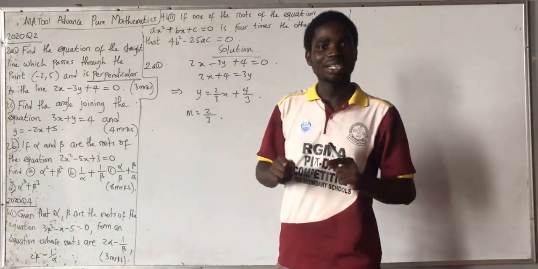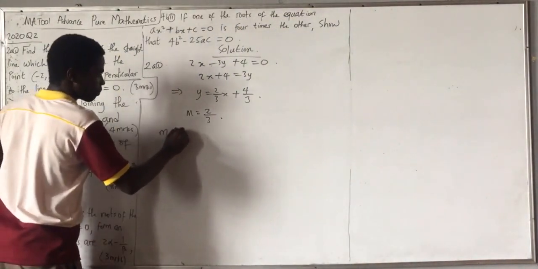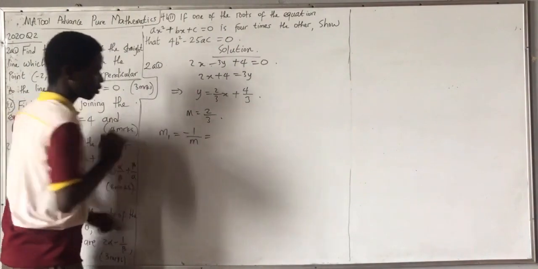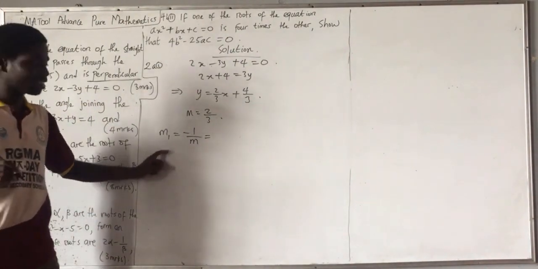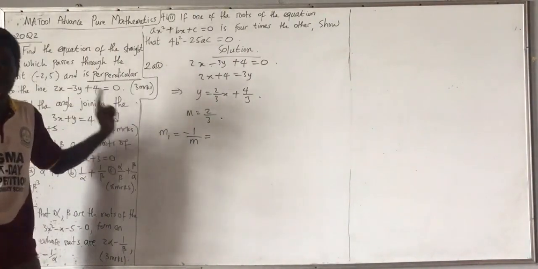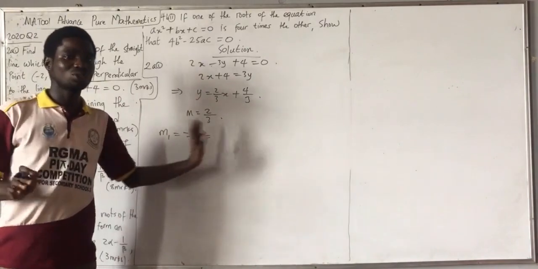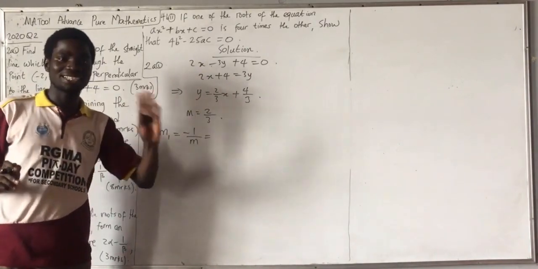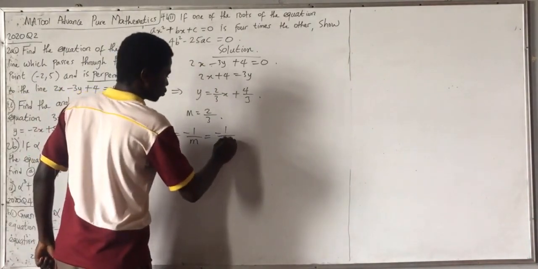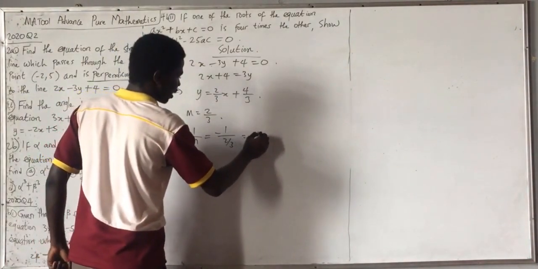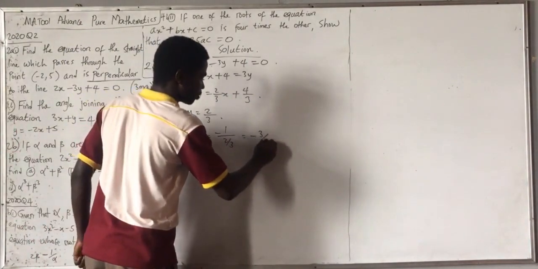You have to find a new gradient. And what is the new gradient? Your new gradient m1 will be minus 1 over m. Please take note of this. This is very important. That's why they put perpendicular. Assuming they say parallel, use 2 over 3 as the gradient. But since it's perpendicular, I have minus 1 over 2 over 3. At the end of it, if you press minus 1 divided by 2 over 3, you get minus 3 over 2.